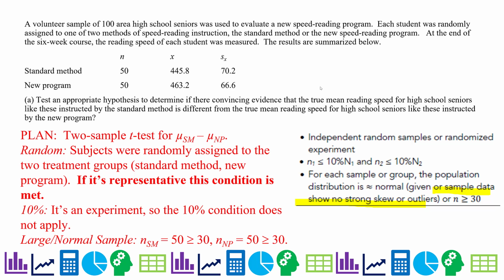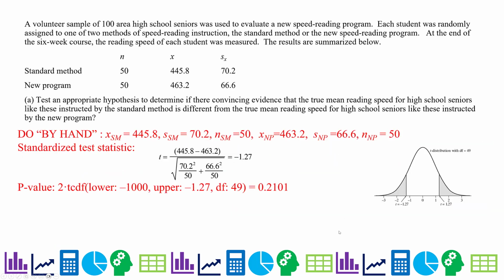Is our sample big enough? Yes, in this case, we don't have to do any sketches or look for outliers or skew because our sample is at least 30. All right. So again, that's what you check if our sample size was less than 30. We did that actually on the last quiz review. Okay, next we can actually do the by hand method.